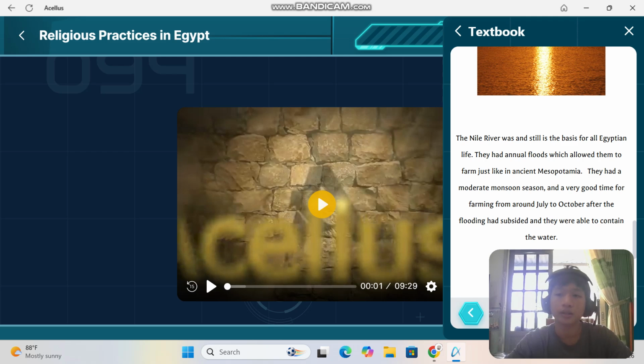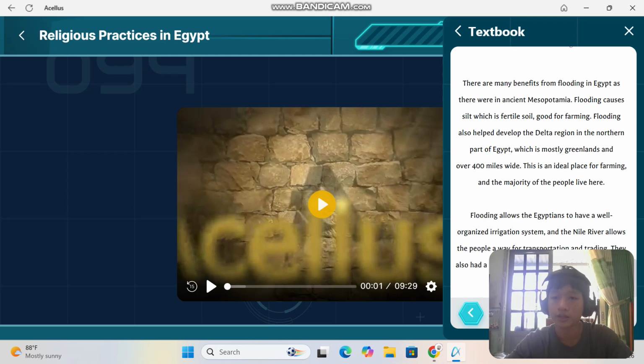Okay, that's just the basics. Now, the benefits of flooding. Flooding in Egypt is like in the region of Mesopotamia. I already said that. But both give a good amount of silt, which is good for farming, making the place much better and helping it become a civilization.